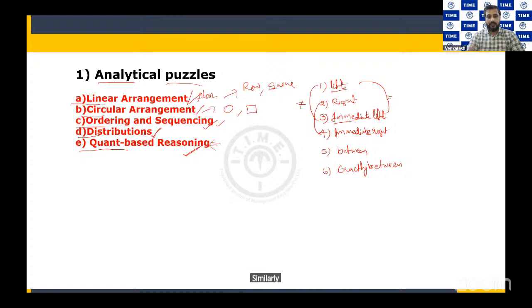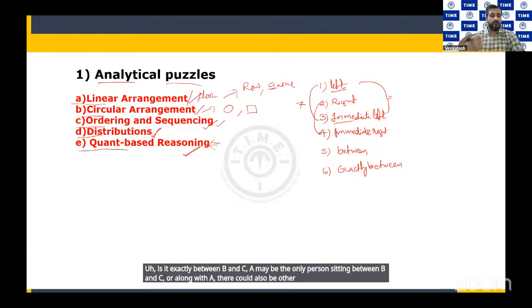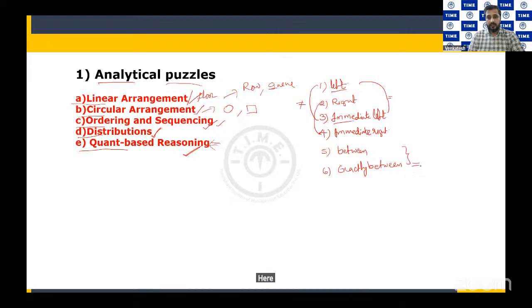Similarly, if it is given exactly between, A sits exactly between B and C, A may be the only person sitting between B and C, or along with A, there could also be other persons possible. But the major difference between these two is that here, it has to follow the rule of equidistance. But the same here it is not. That you need to understand. And next, ahead, behind. These are the technical terms that you should know.